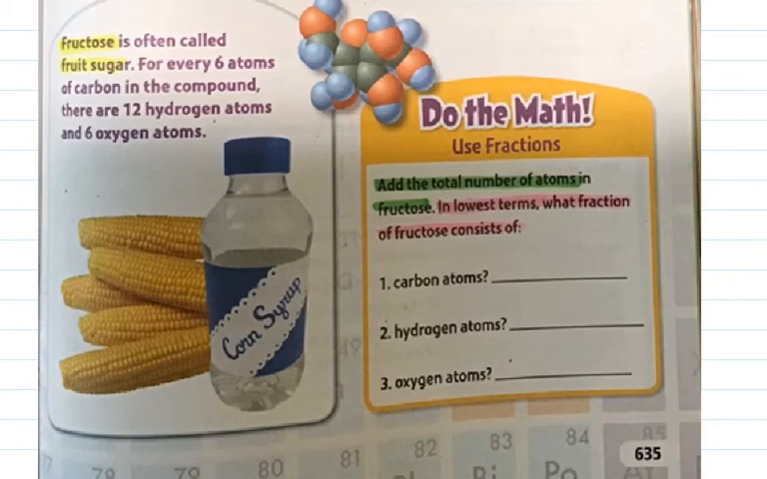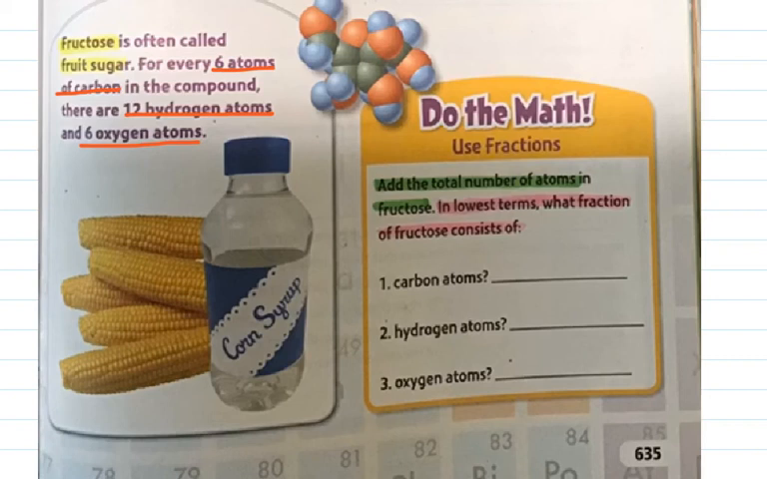Okie dokie. So we are going to be doing the math today. People, we know how to do this. I promise. So I'm going to do number 1 with you, and then you are going to do 2 and 3 by yourself. With your pencil, I need you to underline 6 atoms of carbon, 12 hydrogen atoms, and 6 oxygen atoms. So let's add all of those together. Under do the math in green highlighter, you need to highlight, add the total number of atoms in fructose. So let's do just that.